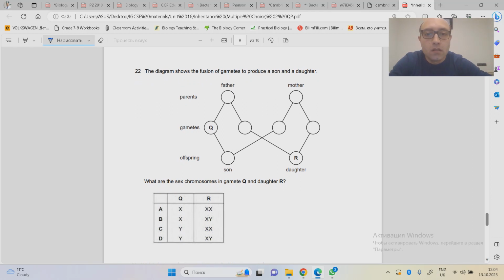22. We actually had this question in the previous paper. So now they are asking about the daughter. So the daughter, of course, will be XX. So R needs to be XX. Let's eliminate B and D. They are asking Q. You know that the father is XY. X came for the daughter, another X from the mother. So Q will be Y in this case. It is C.